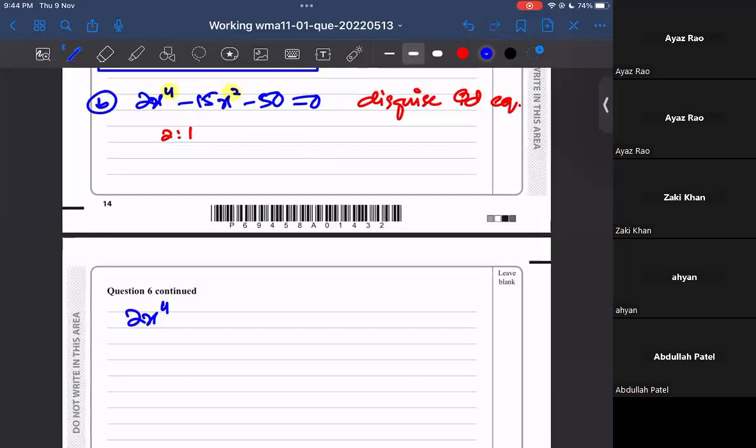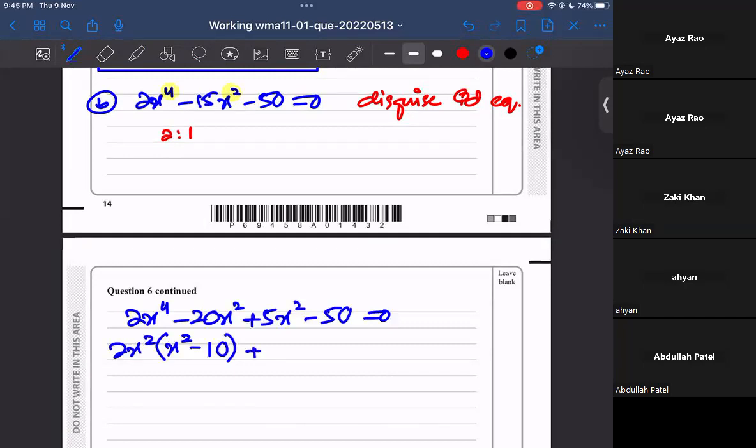2 times minus 50 is minus 100, and minus 20x square plus 5x square, minus 20 into plus 5 is also minus 100. So I'm going to break the middle term here. After breaking the middle term, I'm going to take the common. This is 2x power 2. I'll get x power 2 minus 10. And I'm going to take the 5 common here, x power 2 minus 10.